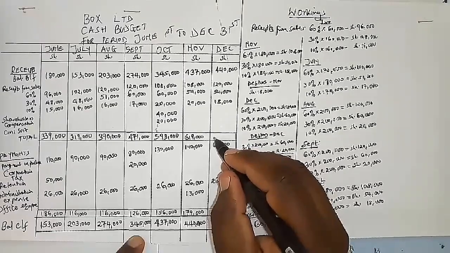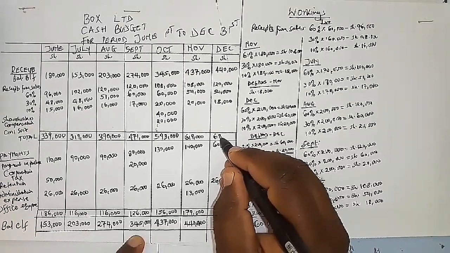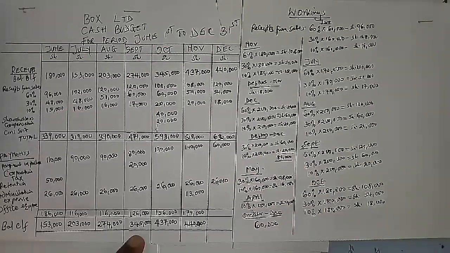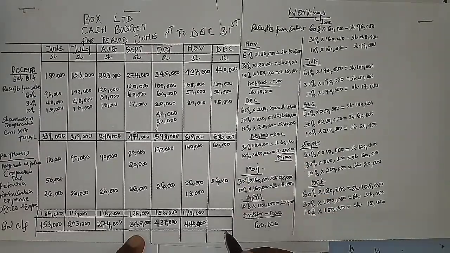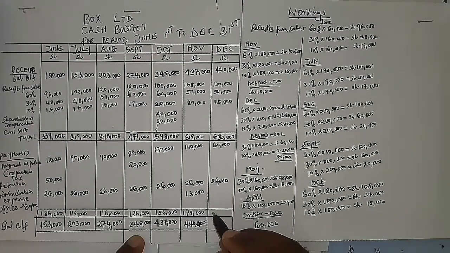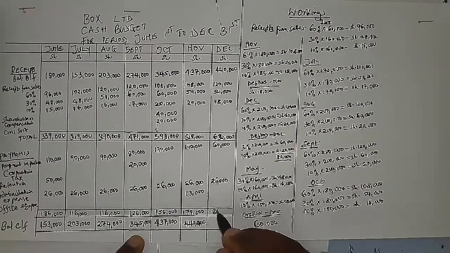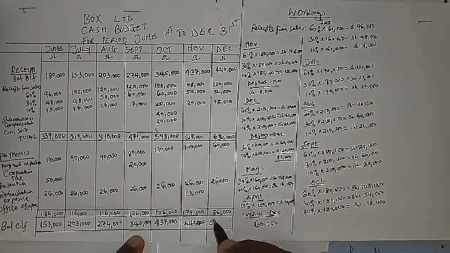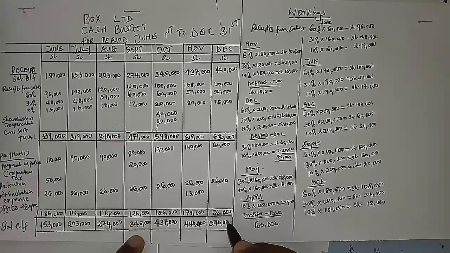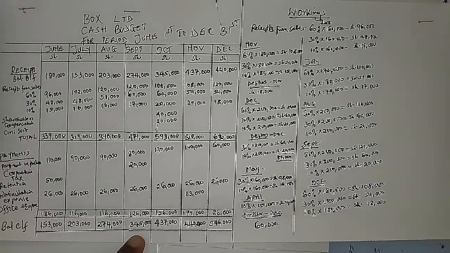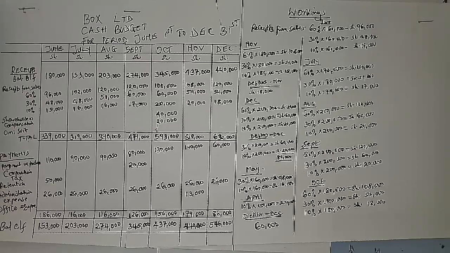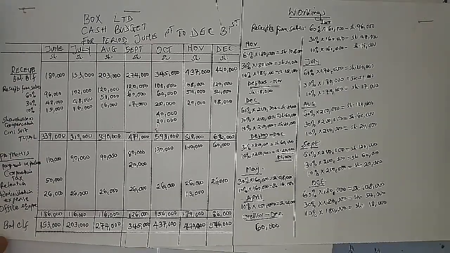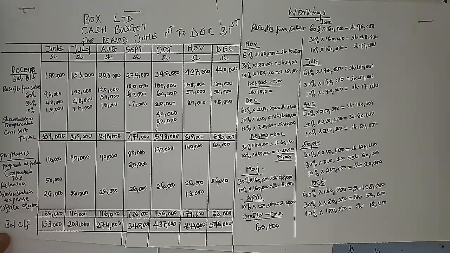We add the receipts, we shall get 632,000. And the payments will be amounting to 86,000. So when you offset, the balance you are left with in the month of December will be 546,000. And that is the simple method, and that's the simplest way of preparing a cash budget.